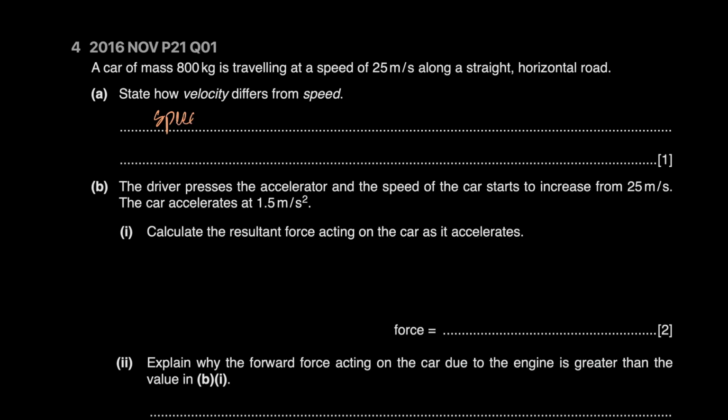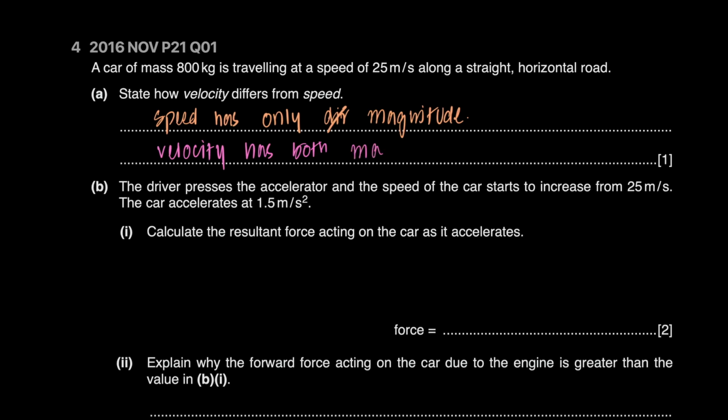Speed is a scalar quantity. Speed has only magnitude, whereas velocity has what? Both. Of course, magnitude and direction.